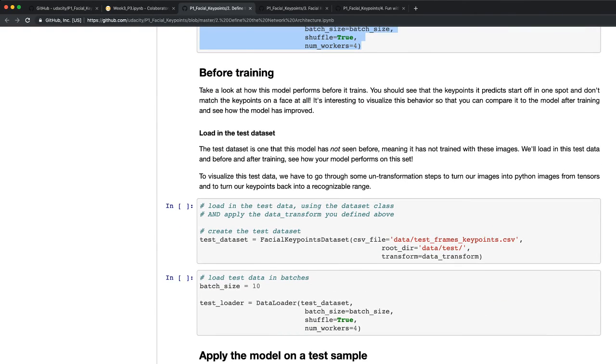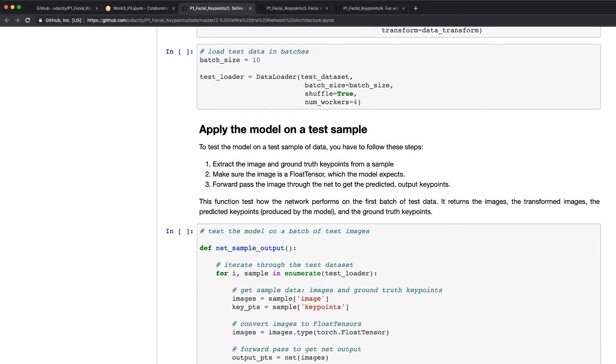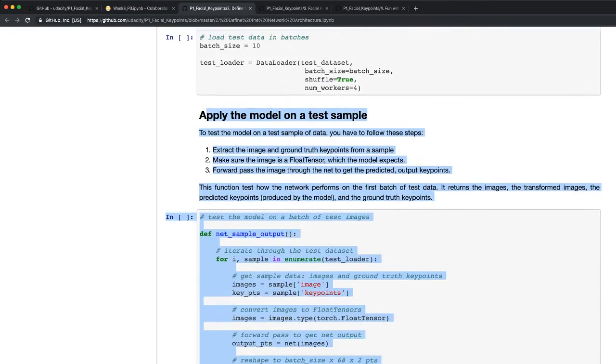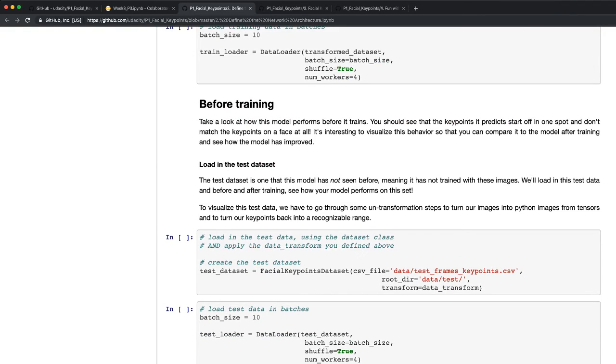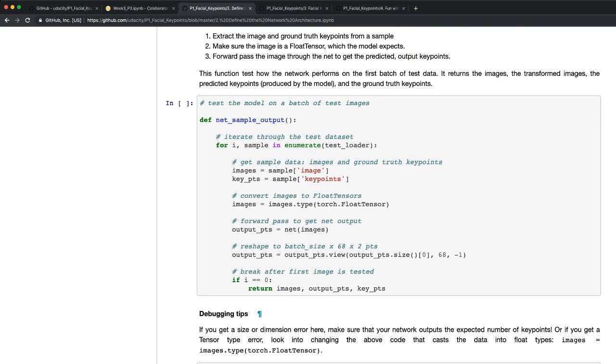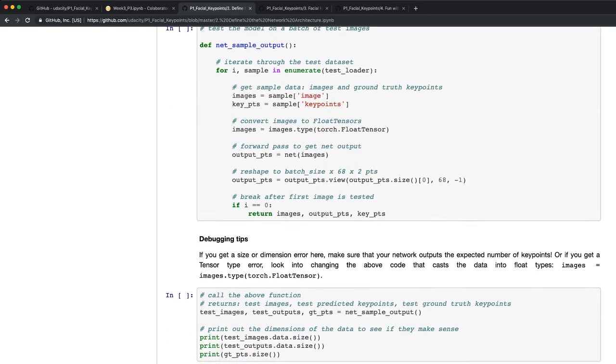And here we have applying the model on a test sample. And this has to do with what I mentioned. It's good to test your data to see how you're doing, but these test samples should be from the same distribution that you're using for validation and training as well.